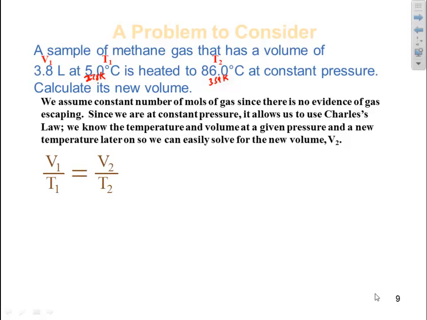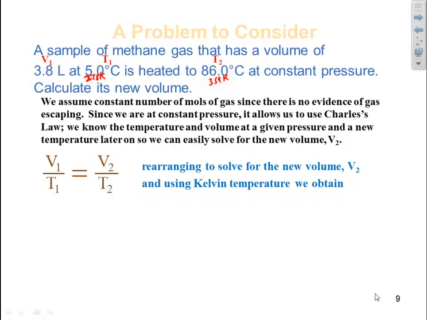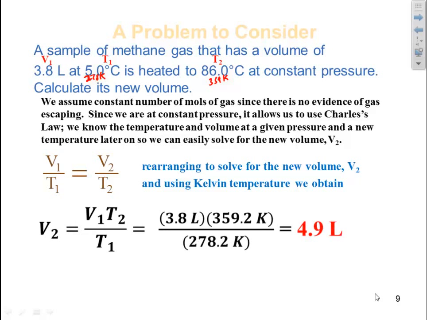So we have our Charles's law, V1 over T1 equal to V2 over T2. We rearrange to solve for the new volume, V2, and using Kelvin temperatures we obtain V2 is equal to V1 times T2 divided by T1. V1 we said was 3.8 liters. T2 is 359.2 Kelvin, and T1 is 278.2 Kelvin. Our Kelvins cancel, leaving us our final answer of 4.9 liters.